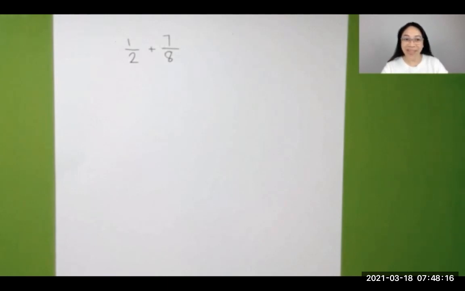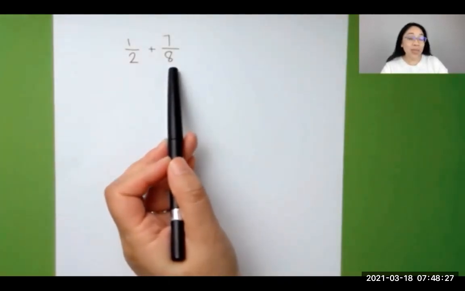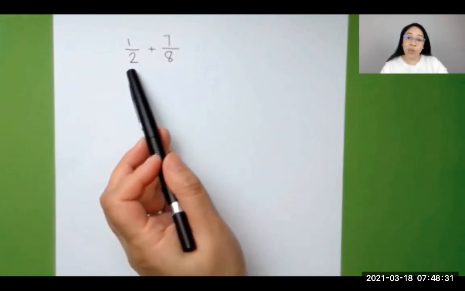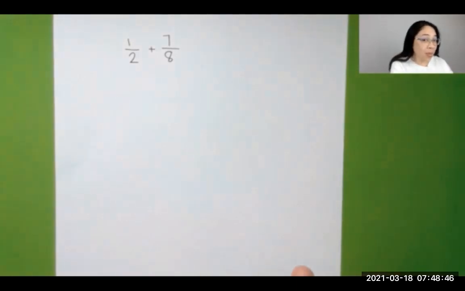So what do you think? Yes, our sum is going to be greater than 1. We can see that one of our fractions is 7/8, and 7/8 is really close to 1 whole. And adding 1/2 will make the sum greater than 1. This time, we're going to draw a number line. Since we know that our answer is greater than 1, let's label our endpoints 0 and 2.